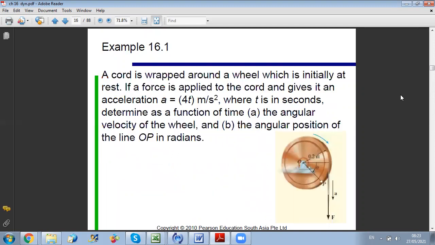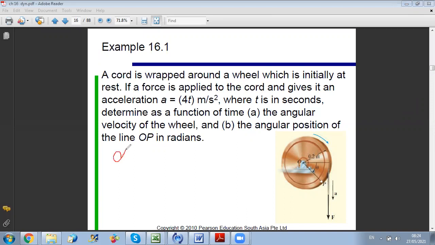So to begin with, let us do this problem. A cord is wrapped around a wheel which is initially at rest. If a force is applied to the cord and gives it an acceleration A equals 4t, where t is in seconds, determine as a function of time the angular velocity of the wheel and the angular position of OP in radians. So this is a very simple problem, just for you to see the analogy between what we did previously and what we are doing now.